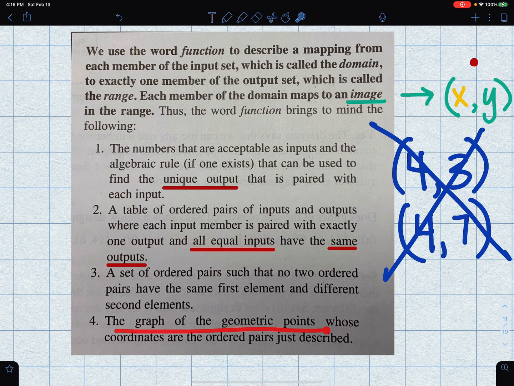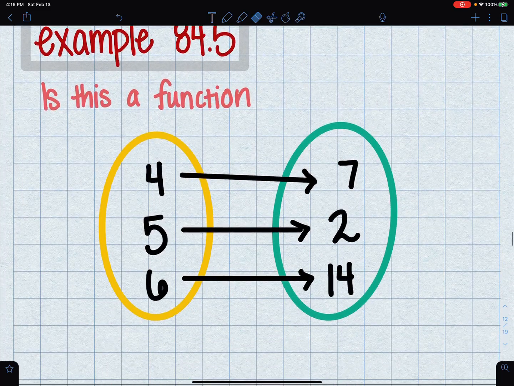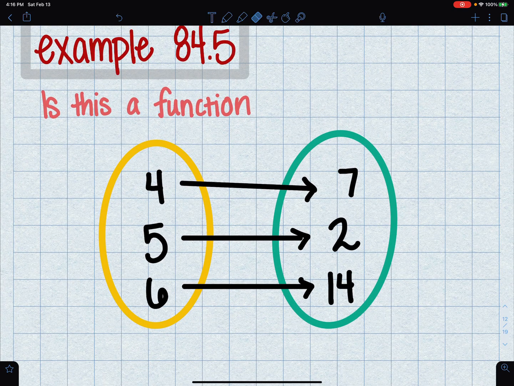The graph of the geometric points whose coordinates are the ordered pairs just described. Basically, you can graph a function. All right, so that makes sense. Let's jump into some more examples, and it wants to know, is this a function? Yes or no? Okay, I simplified the drawing.